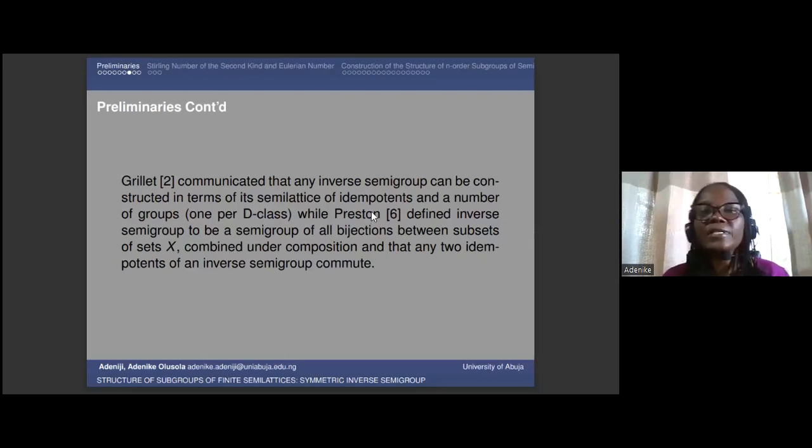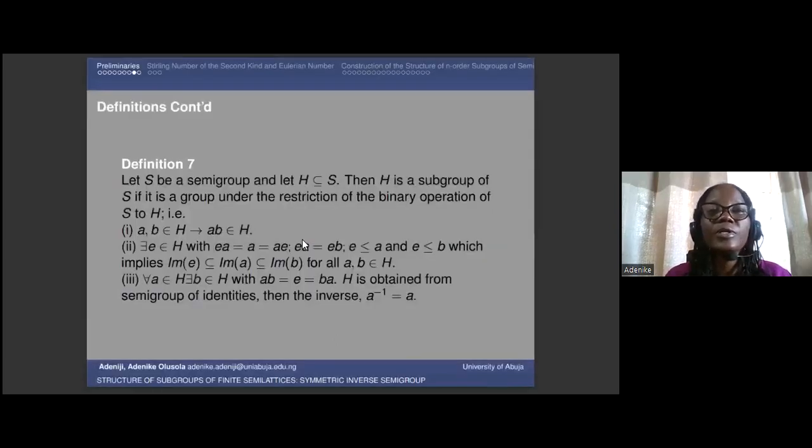So Preston defined the inverse semigroup to be a semigroup of all bijections between subsets of a set X. And the one we are now looking at, as I earlier mentioned, is the symmetric inverse semigroup. So we need to also define a subgroup according to this study.